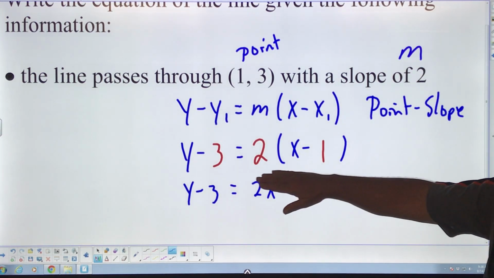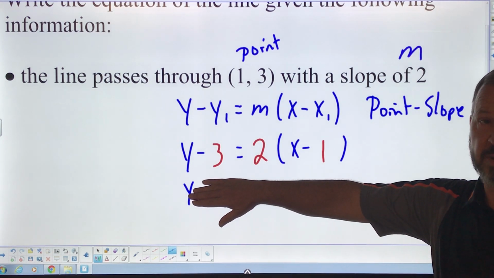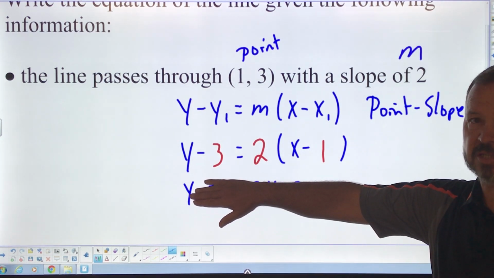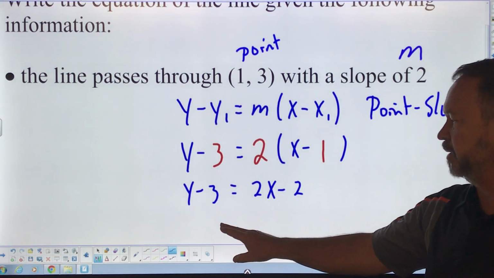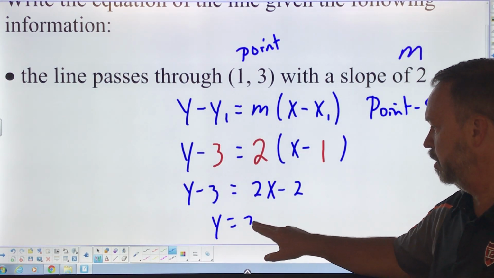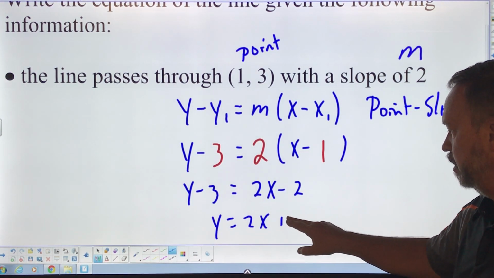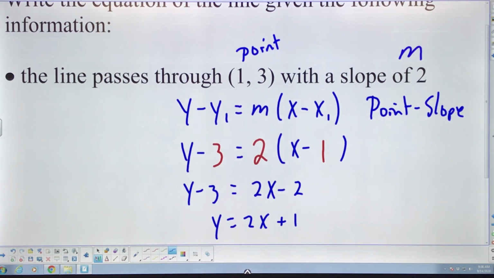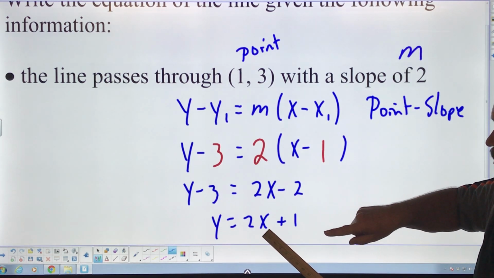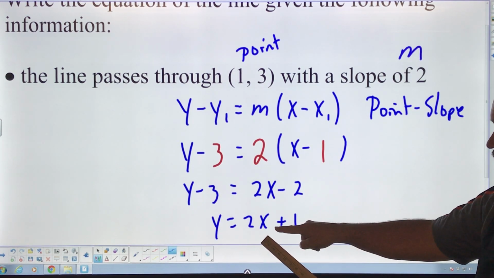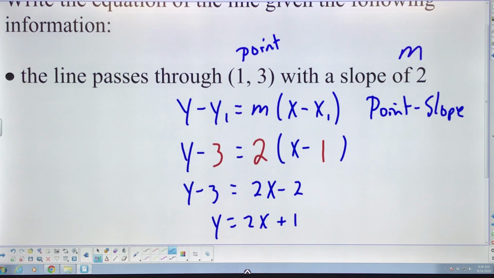Well, by the way, that is an equation of the line that has that situation. But I'm going to go ahead and put it in slope-intercept form since I'm familiar. And so then I add 3 to both sides. Add 3. And there you go. What's the slope? 2. Does this point work? If I put in 1 for x, do I get 3? Yes.